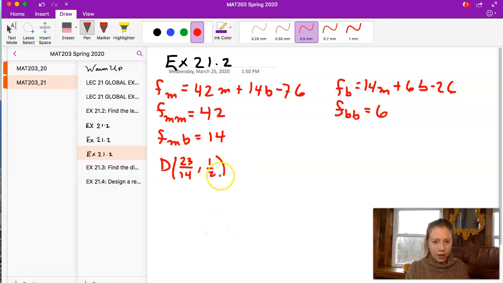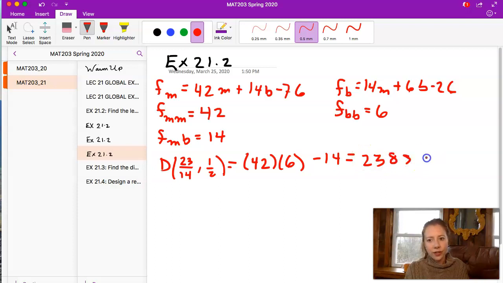Okay, and so let's plug in, and we end up with 42 times 6 minus 14 squared, and this is going to be equal to 238, which is greater than 0. And here, the fmm is positive, so we are concave up, so we have a local min.